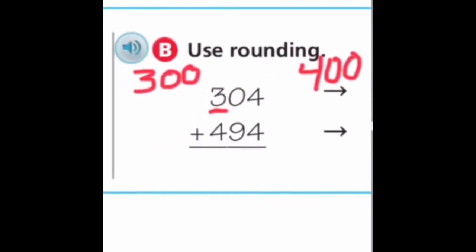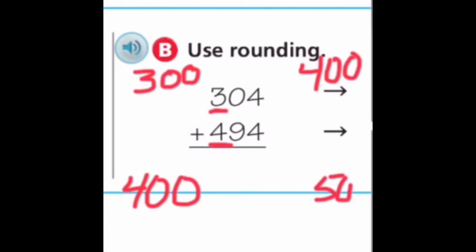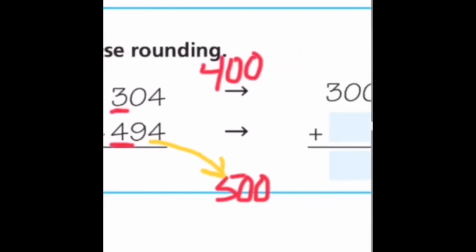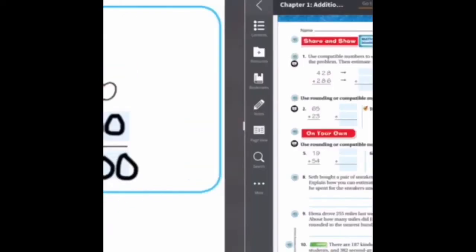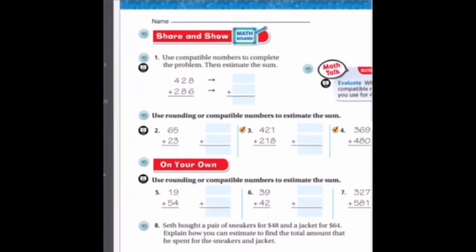And then our next one is 494. So our first choice is 400. 100 more than that is 500. 494 is very close to 500. So that's our estimate for that number, and I'll write in 500. 300 plus 500 is 800. So that's our estimate. All right, one more page, or part of a page.